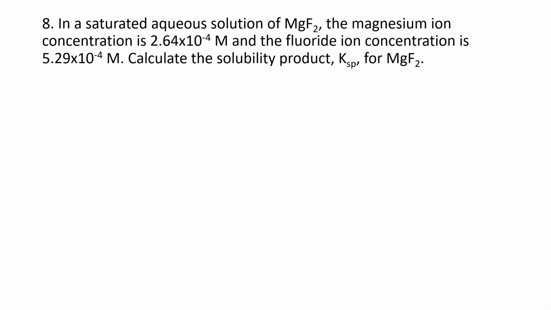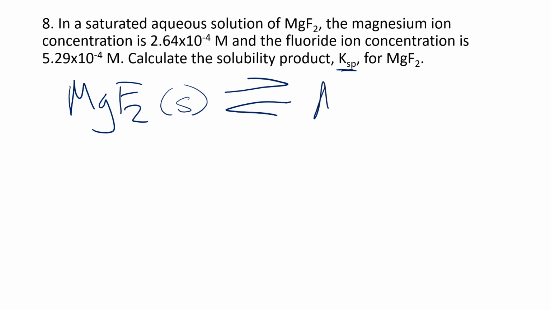Chapter 17, question 8 says, in a saturated aqueous solution of MgF2, the magnesium ion concentration is 2.64 times 10 to the minus 4, and the fluoride ion concentration is 5.29 times 10 to the minus 4. Calculate the solubility product for MgF2. So we need to actually set up the equation before we can plug in numbers. So I have MgF2. And if they mention the solubility product, I know that compound is going to be a solid. So when I break it up, it becomes Mg2 plus aqueous, and then I have 2 fluorides, aqueous.